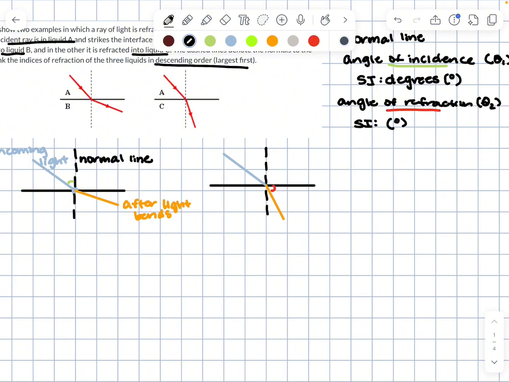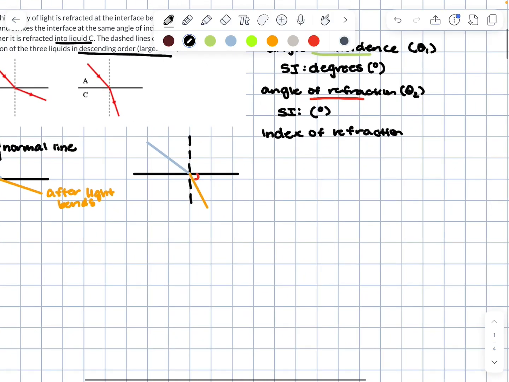And the SI unit for this is also degrees. Just going to write that. Then the last term I want to define is the index of refraction, which we heard about in the last problem, and we just want to revisit it one more time. That's shown by n, and the SI unit for this is none. The index of refraction is just a number that shows us the density of a certain material.